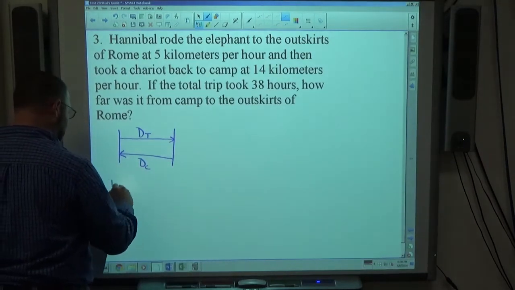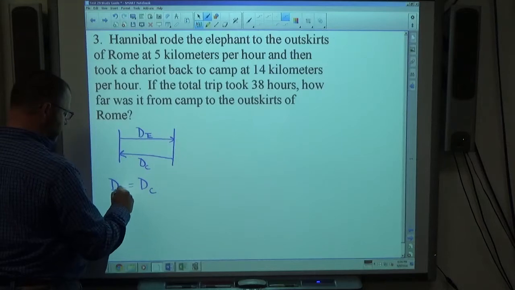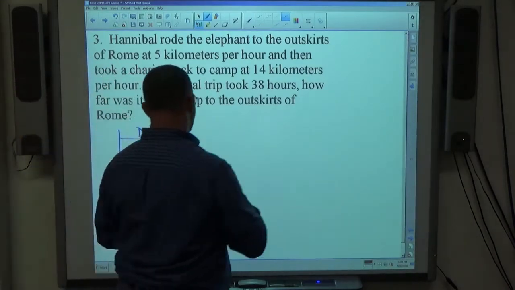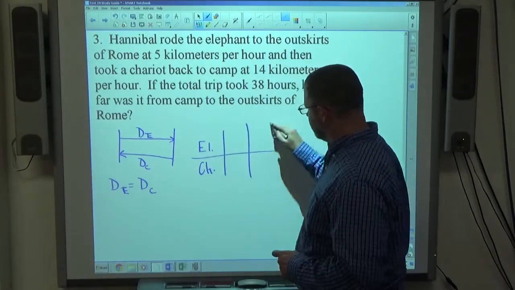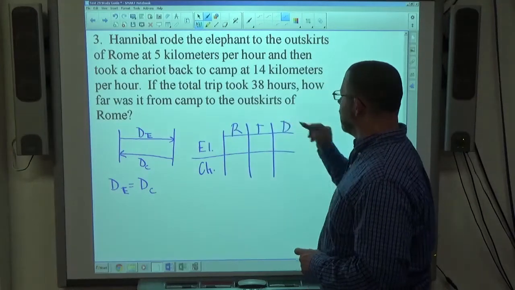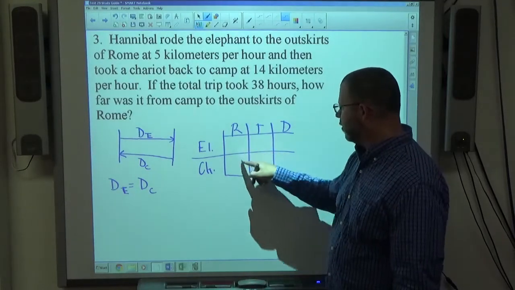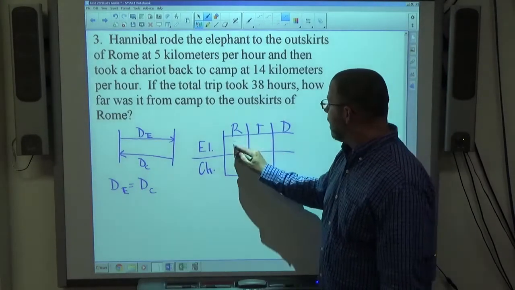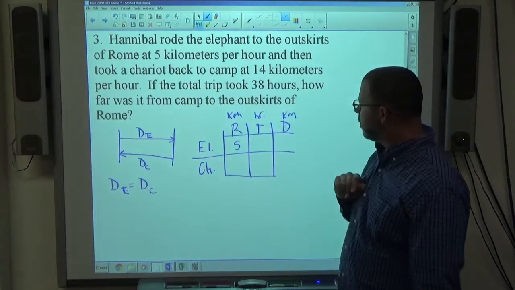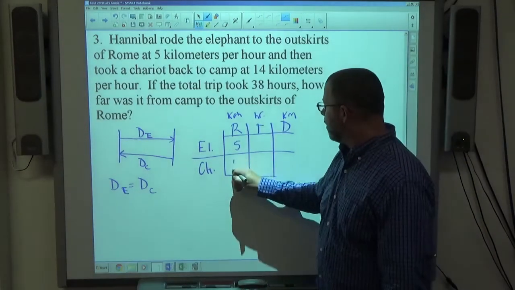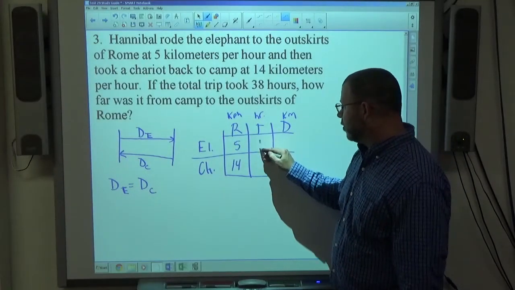So the distance going there and the distance on the chariot are the same, and I'm going to call this E for elephant. So his distance on an elephant equals distance on chariot. So I'll make my categories elephant and chariot. What we know about rate, because once we figured out the distance equation, I want to figure out these 4 things. He rode the elephant at 5 kilometers per hour, kph. Means time is in hours and distance is in kilometers. Getting the right units on these things. He's riding back at 14 kilometers per hour in a chariot. The total trip took 38 hours. So neither one of the times was 38, but this took t hours of it.